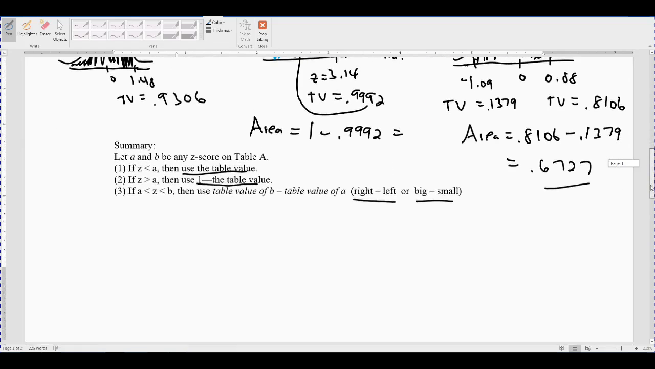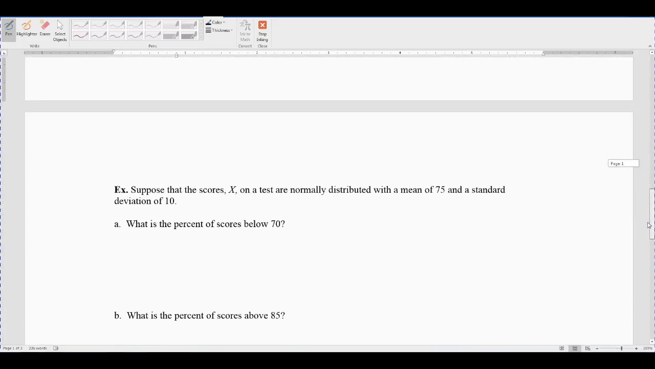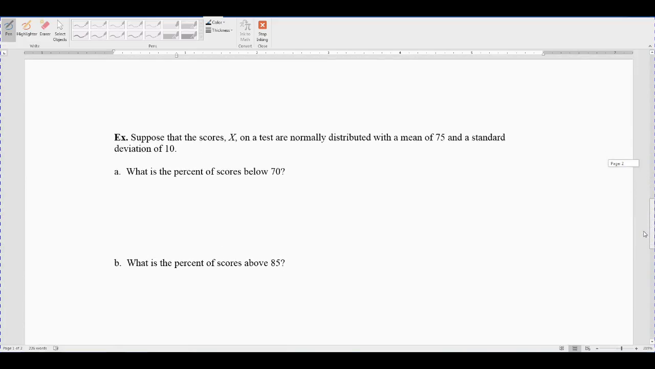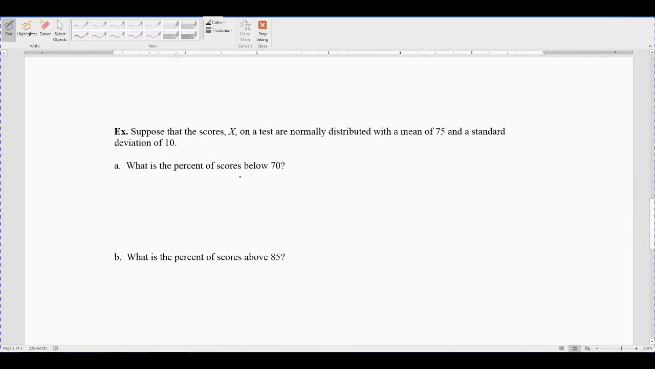So here we're going to put it all together to answer real questions now. First question is, here we go, we got the scores x represents the data values, are normally distributed with the mean as 75 and a standard deviation of 10. What is the percent of scores below 70? So basically what we're finding is, we have to use x is less than 70, and we need to convert that to a z-score. To do that, we use that formula.